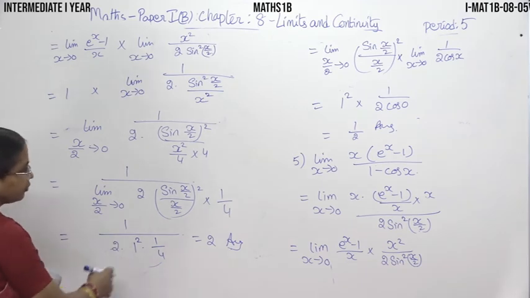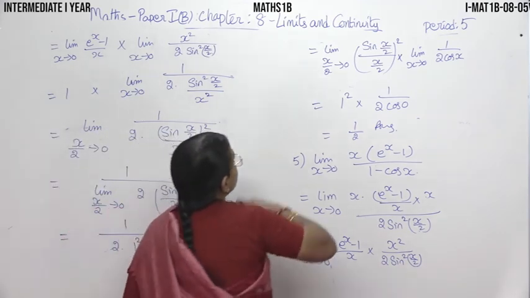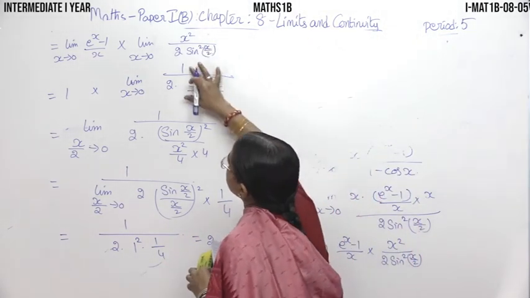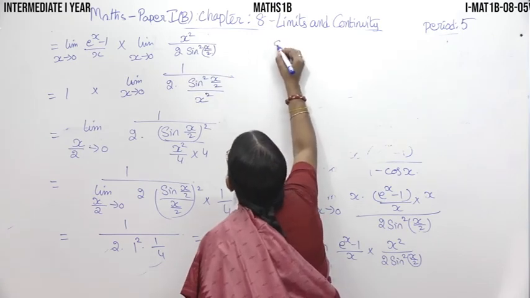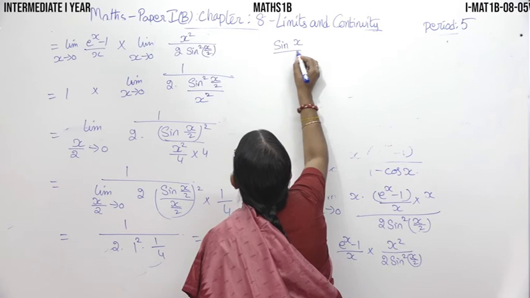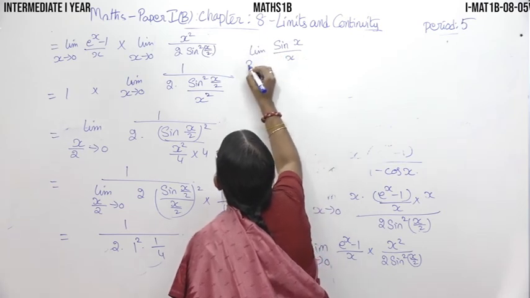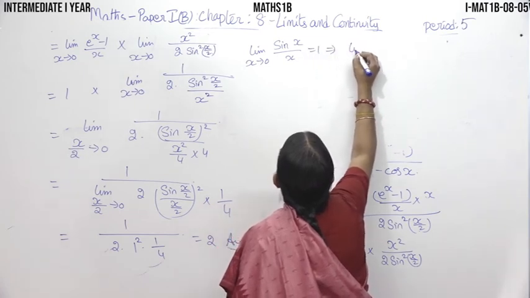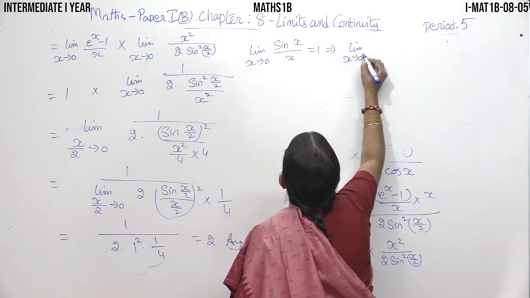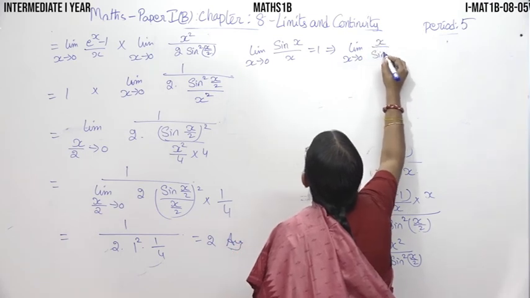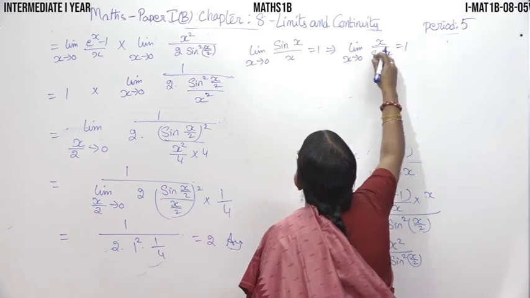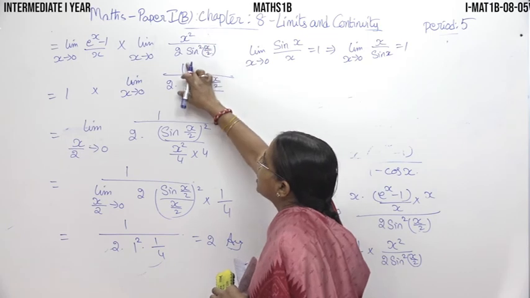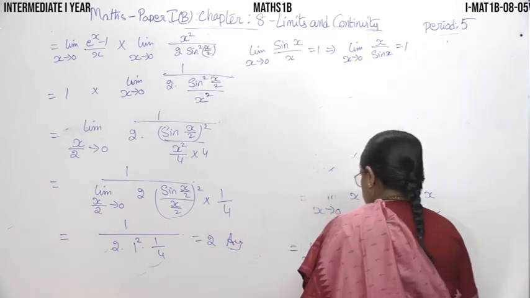Or else, instead of doing all this, you could have also taken it like this. Instead of bringing x square to the denominator, you can also use sin x by x. Limit as x tending to 0 of sin x by x is 1, so this also implies that limit x tending to 0 of x by sin x is also equal to 1, because you can take x to the denominator and do like this. So here itself you could have done multiply and divide by 4 and you can get the answer.